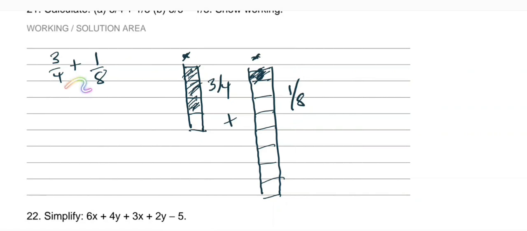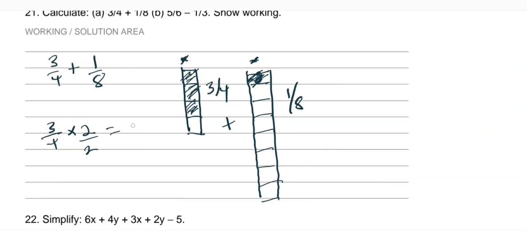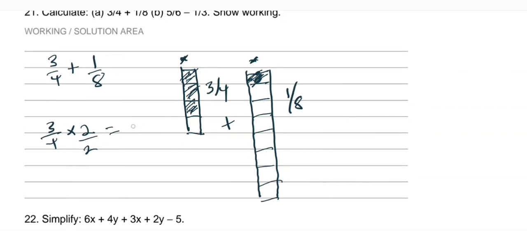You have to find out what number, when you multiply by 4, will give you 8. Do you understand? So what number when you multiply by 4 will give you 8? 2. Good. So when you multiply 3 over 4 times 2 over 2, you get 3 times 2 is what? 6. And then 4 times 2 is what? 8.